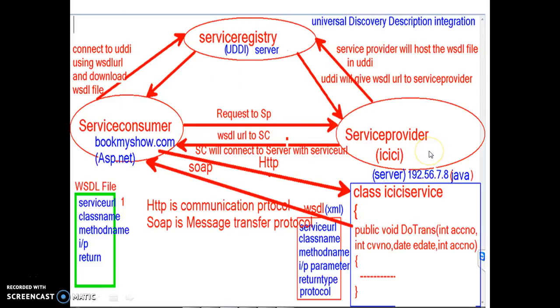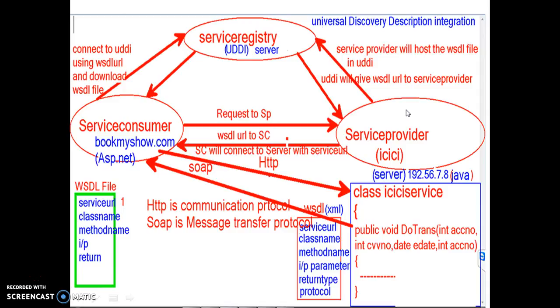Now here ICICI Bank is the service provider. Service provider means who will provide the service. Service consumer means who will consume the service. So a web service or WCF service will become the service provider. And the service consumer is a web application like bookmyshow.com, ebay.com, amazon.com, flipkart.com. These all are service consumers. These all must consume the service that is provided by this banking application.